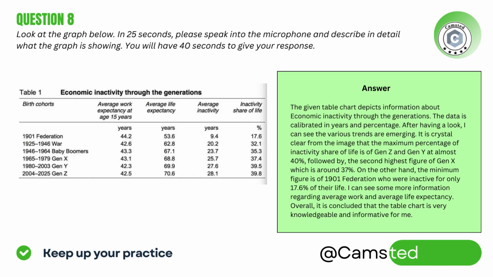On the other hand, the minimum figure is of 1901 Federation, who were inactive for only 17.6% of their life. I can see some more information regarding average work and average life expectancy. Overall, it is concluded that the table chart is very knowledgeable and informative for me.